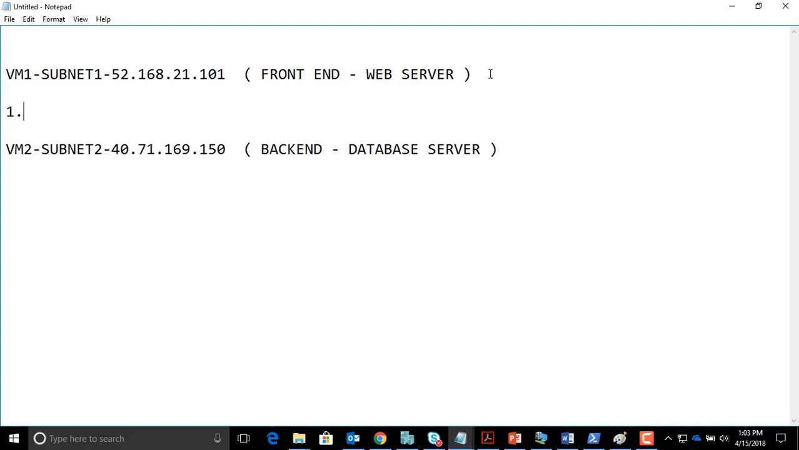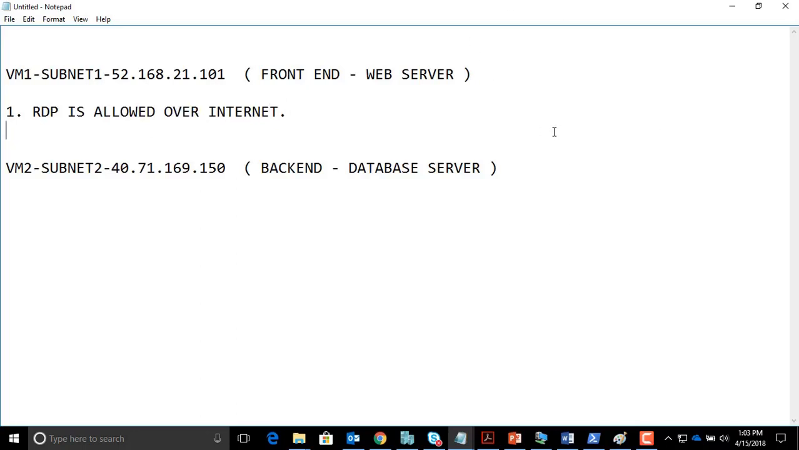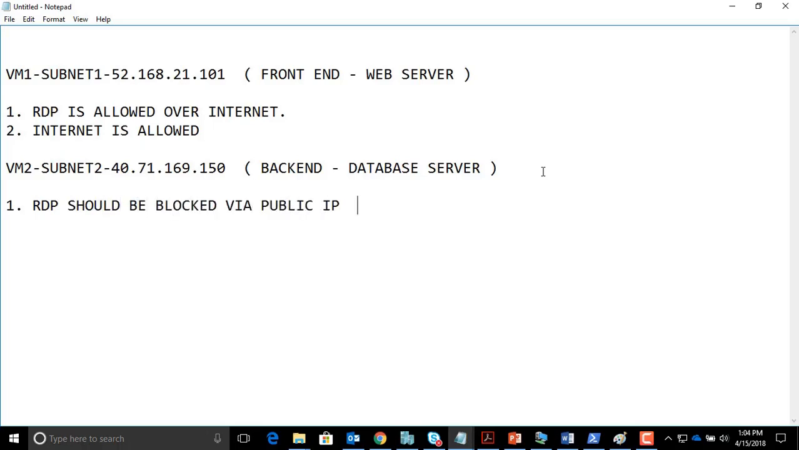So in this scenario, let's take a couple of scenarios here. Customer wants RDP allowed over internet. This is the demand from the customer. And second, internet is allowed on subnet 1 VMs. And on the backend VM, RDP should be blocked via public IP over internet.